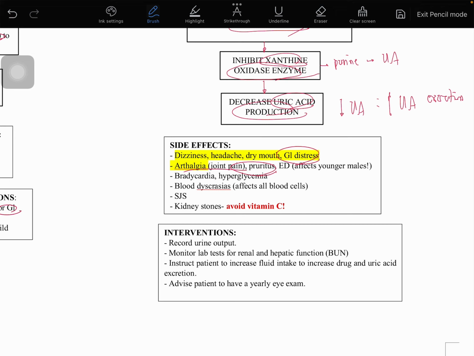And of course, your ED. Anong ibig sabihin ng ED? That is your erectile dysfunction. Okay, your ED is your erectile dysfunction. So, it usually affects your younger males po natin. Okay, so aside from that one class, we also have here your bradycardia, your hyperglycemia as well.